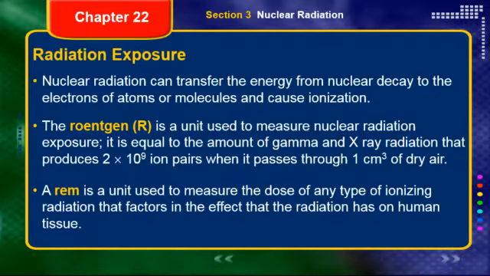REM is another unit used to describe nuclear radiation, but a REM is a unit used to measure the dose of any type of ionizing radiation that factors in the effect that the radiation has on human tissue. So we have 2 different units for radiation exposure, for 2 different types of information being communicated. So make sure you're using the appropriate unit for whatever effect you're looking at that particular time.